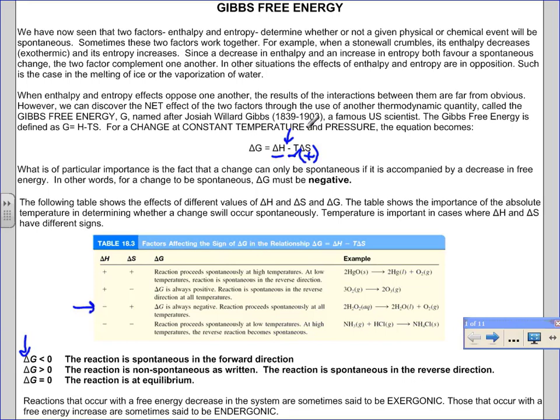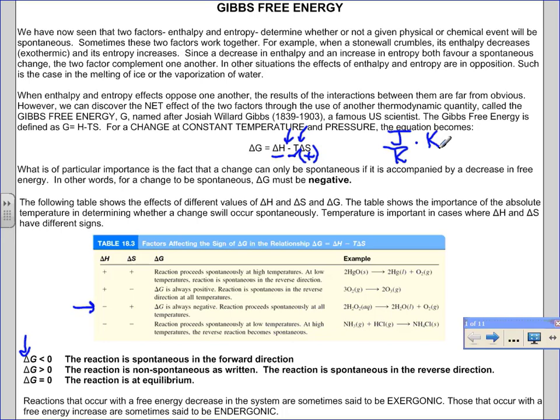The reason that we have to apply a temperature factor for our entropy is because you'll recall that entropy has the units of joules per Kelvin. And so we need to multiply by the temperature in order to give us the energy associated with that entropy. The reason we have that temperature included in the units is because entropy is temperature dependent. The higher the temperature, the greater the entropy.